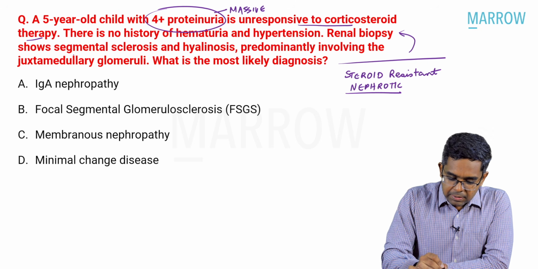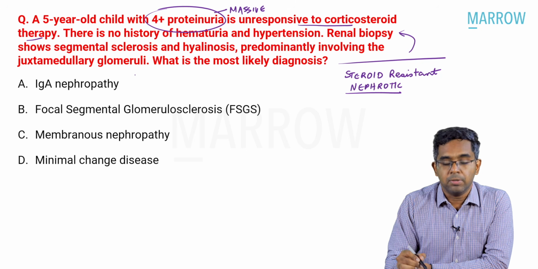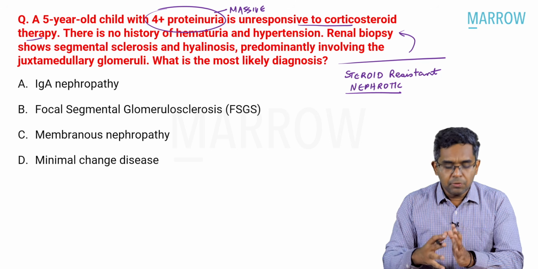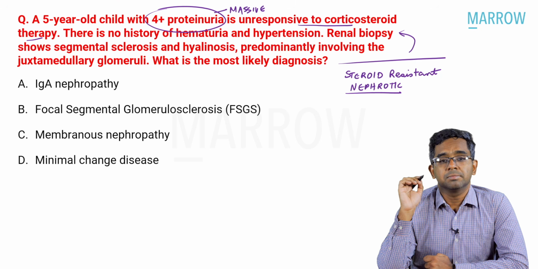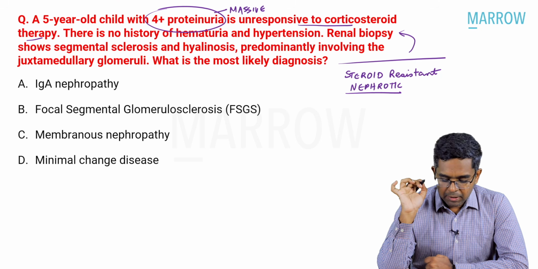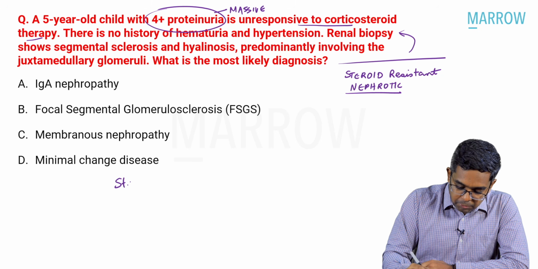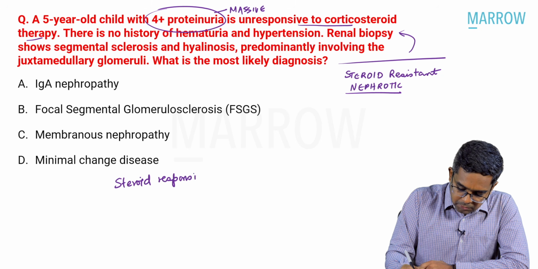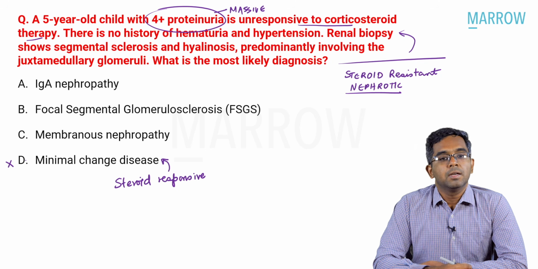Renal biopsy shows segmental sclerosis and hyalinosis, predominantly involving juxtamedullary glomeruli. What is the most likely diagnosis? See, if you look at the options, what is the commonest cause of nephrotic syndrome in a child? It is minimal change disease. But minimal change disease is a steroid responsive condition, correct? So that cannot be the answer for this question. Straight away, we can rule it out.